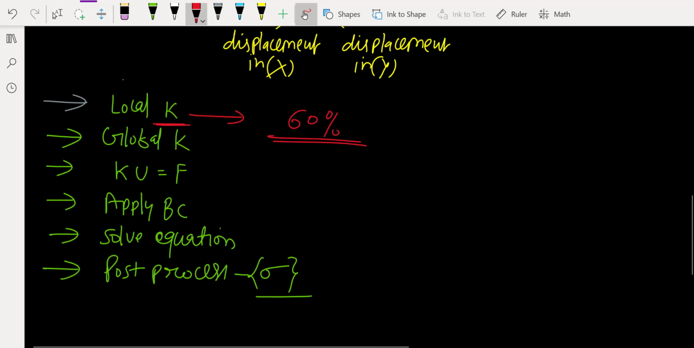Once you have the local stiffness matrix, then you can do the formulation of the global stiffness matrix and then form the equation, apply boundary conditions, solve the equation, and post-process. So here we are going to explain only how we come to this local stiffness matrix.